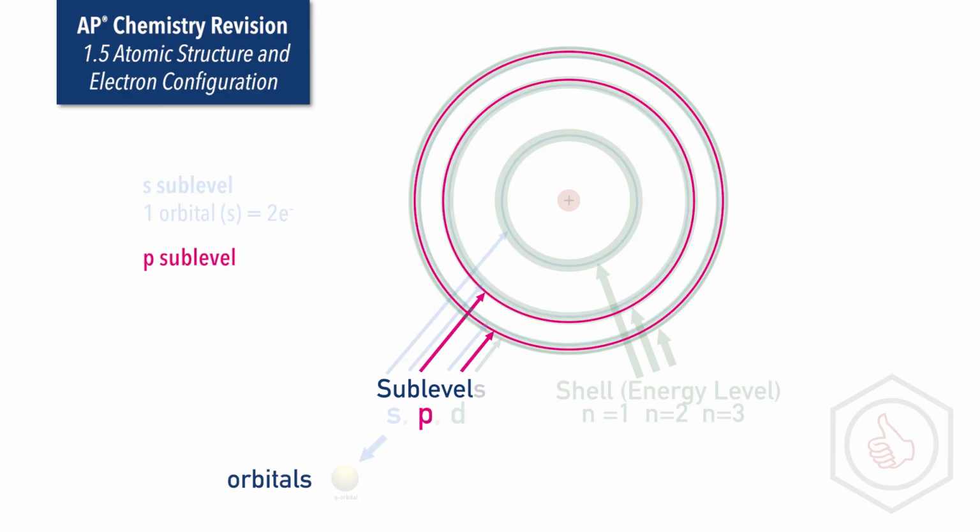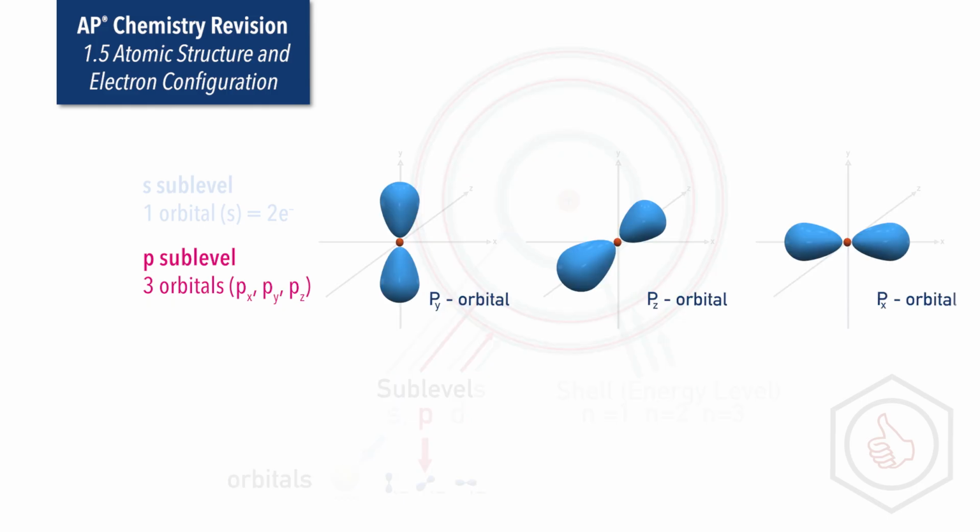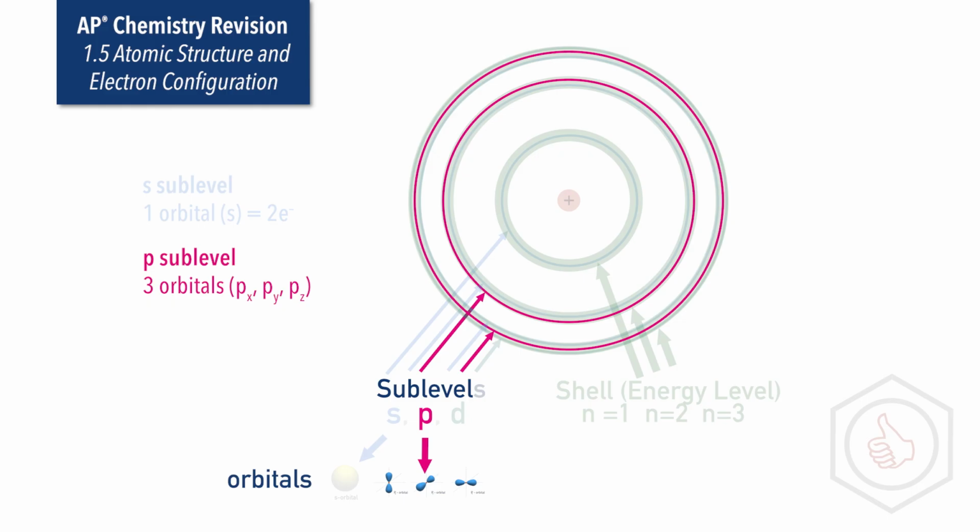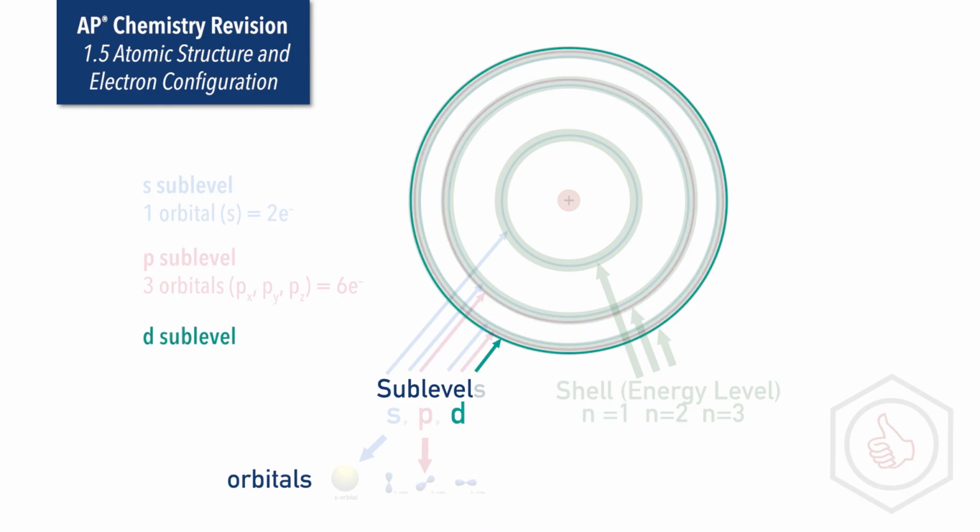A P sublevel contains 3 orbitals, which are called p orbitals. They are labelled as px, py, and pz. They are often described as having a dumbbell-like shape, although this isn't strictly speaking true, it's a nice visualization to use at this level. Each p orbital can hold up to 2 electrons, meaning a p sublevel can hold a maximum of 6 electrons. A d sublevel in an atom has 5 orbitals in and can hold a maximum of 10 electrons. The shapes of orbitals in the d and f sublevels are quite complicated, and we don't need to worry about them at this stage of the course.